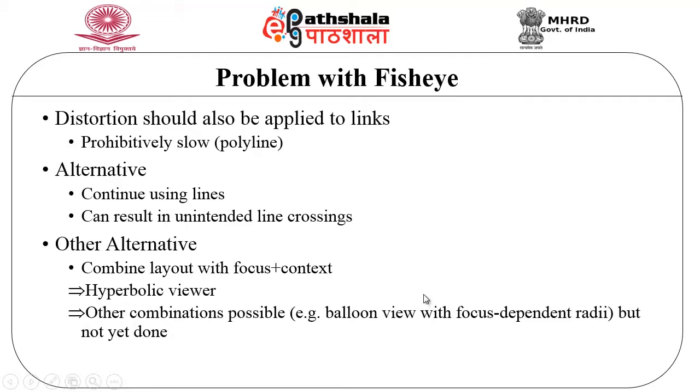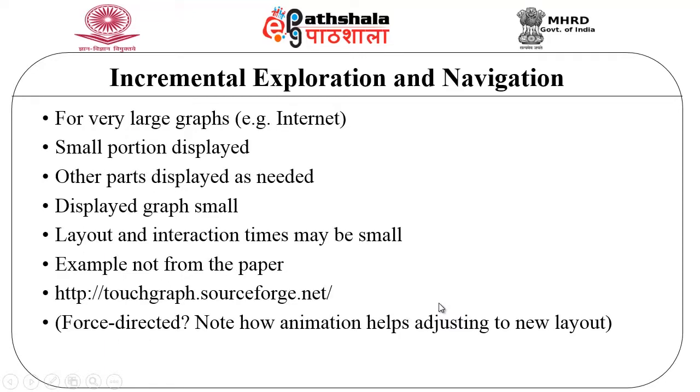So when we try to apply these kinds of distortion techniques to the links, they become prohibitively slow. The alternative is to continue using straight lines, which can result in unintended line crossings. Some of the other alternatives for applying the distortion techniques to links are to combine the layout with focus plus context layout. You can have something like a hyperbolic viewer, or various other possible combinations like a balloon view with focus dependent radii.